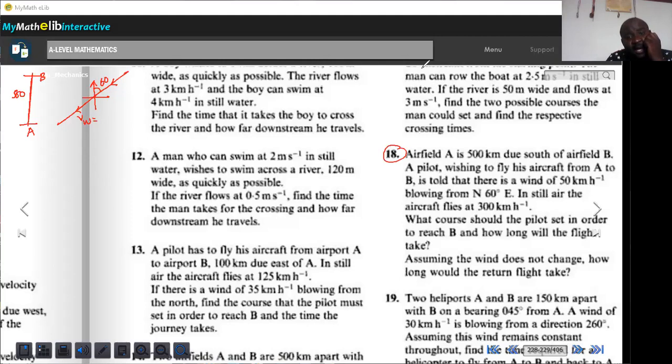Okay. According to the situation, firstly, they told us a pilot wishes to fly from A going to B. From A to B, the arrows face where? Up. This is the line of the what? The resultant. We have the velocity of the wind. We don't have the direction of the plane. So we shall start with the direction of the plane.